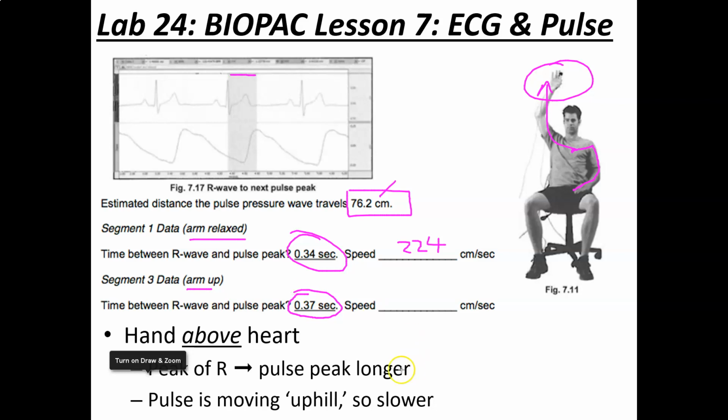So in this case, it was about 206 centimeters per second. The speed of the pulse pressure wave decreased because it's going against gravity. And so that's the expected result. And it's just a kind of interesting little thing that we can do there.